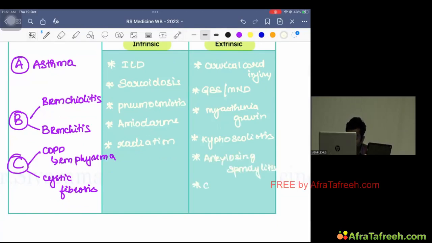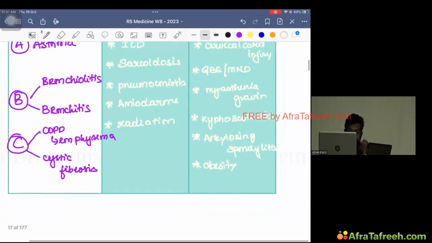Obesity. In obesity, what is going to happen? The diaphragm will be pushed up. When the diaphragm is pushed up, there will be no space for your lung to expand. So this is extrinsic restrictive lung disease.